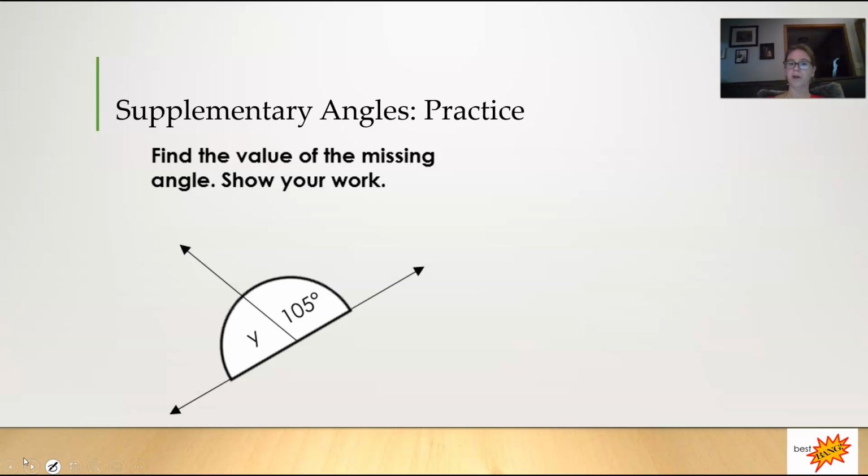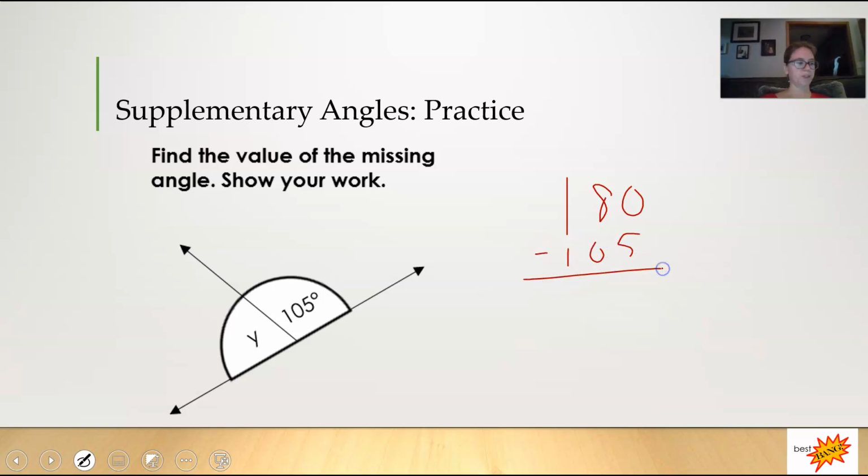Okay, friends, hopefully while you were paused, you took 180. Got my son's pen, seems to help quite a bit better. Minus 105, and hopefully you got 75, and we understand that y equals 75 because this whole thing equals 180. Very good.